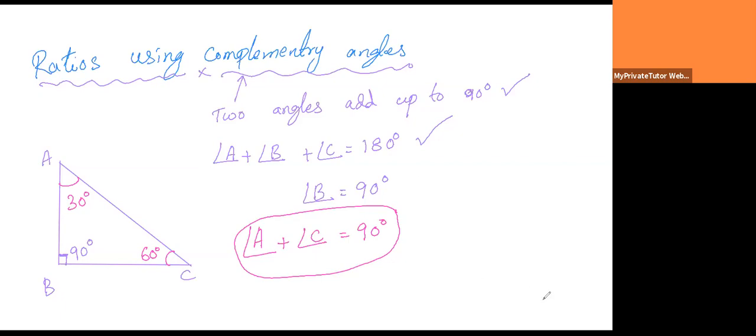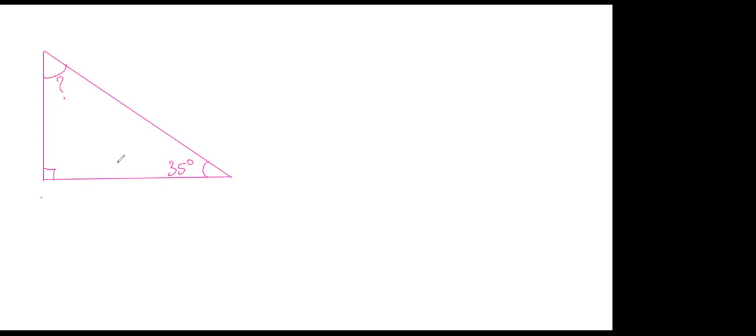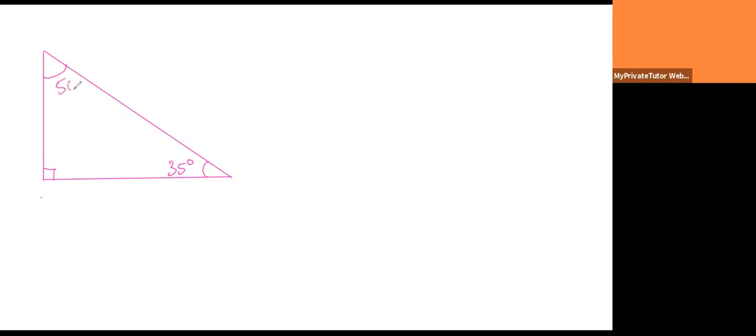Okay, so now let's try one more question quickly. There is a reason why I'm explaining these complementary angles. So if this is, let's say, 35 degrees, can you please tell me what is the angle of this? 55. Yes, very good. So this is 55, which is nothing but what you subtracted from 90.